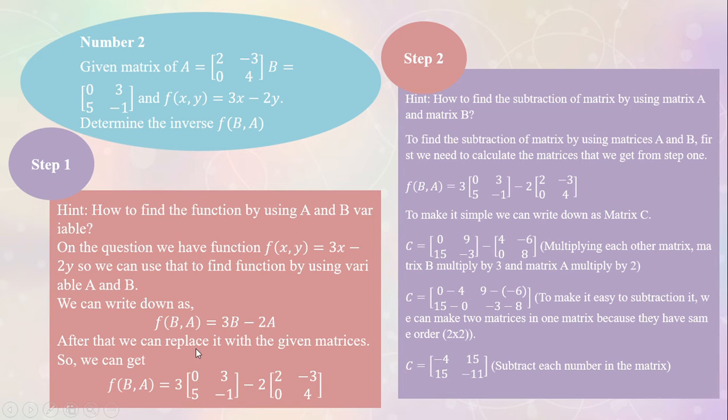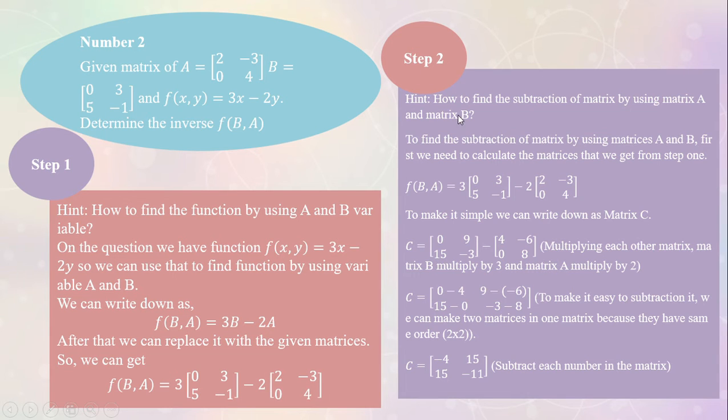After that, we can replace it with the given matrices, so we get F of (b, a) is equal to 3 multiplied by matrix 0, 3, 5, minus 1 subtracted by 2 multiplied by matrix 2, minus 3, 0, and 4.